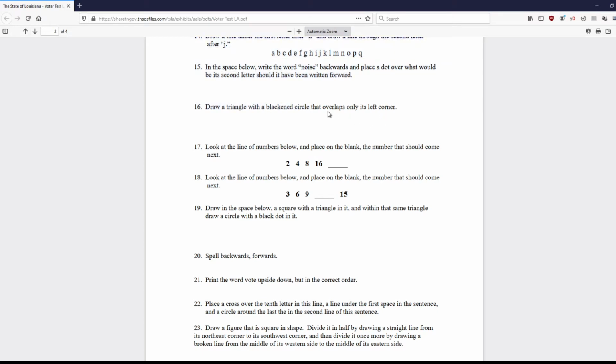Draw a triangle with a blackened circle that overlaps only its left corner. Okay. So triangle, boop, left circle that only overlaps its left corner. Okay, done.